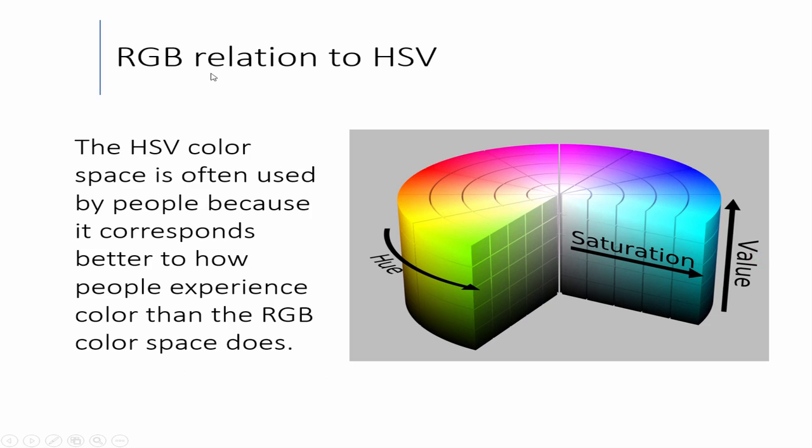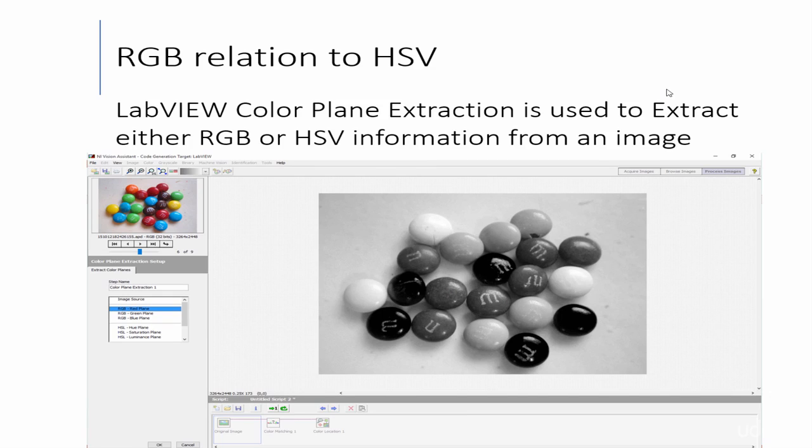Let's look at the RGB relation to HSV. The HSV color space is often used by people because it corresponds better to how people experience color than the RGB color space does. So here is a representation of how it looks. You have your hue, your saturation, how saturated it is, and then the value, how dark or light it is. In LabVIEW, we use color plane extraction, which is used to extract either the RGB or HSV information from an image, that we can access using the color palette over here. From here, we use color plane extraction, and we can either choose the RGB, red, green, blue plane, or the hue, saturation, and luminance plane.